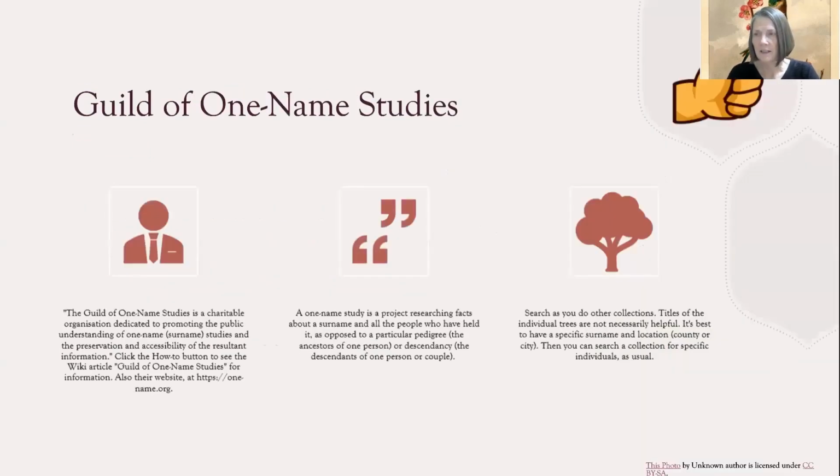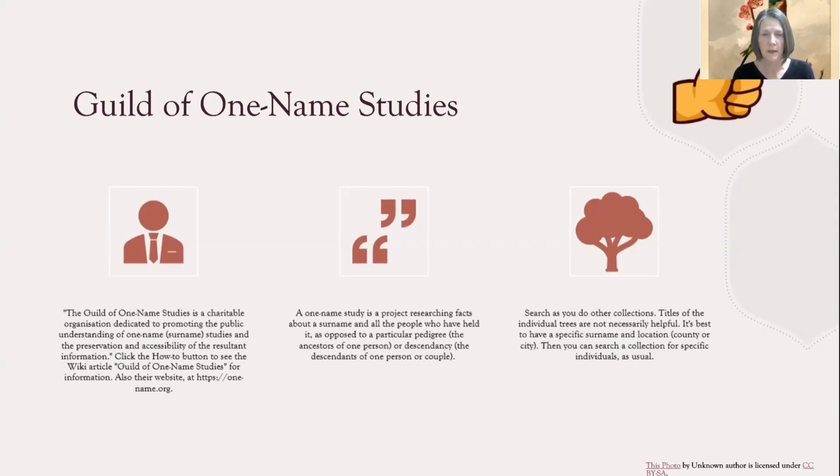So the Guild of One Name Studies is a really awesome organization. And what they do is they want to find one name and then do all the research they can on that surname. So it's not a specific individual's tree. It's a study of a name. There aren't tons and tons of them in there yet. As you can imagine, there are so many zillions of surnames in the world. But they take that name in their project and they research facts about that name, and they find all the people who have held that name. So it's not a pedigree kind of a thing. It's just trying to find people who had that name.